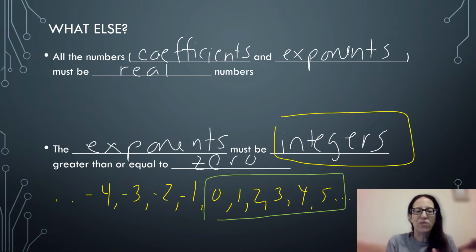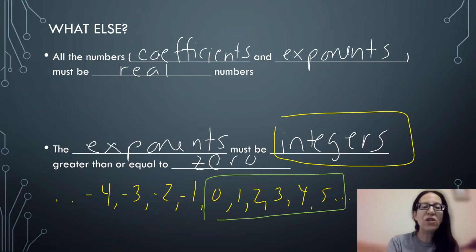One of them includes the 0 and one of them doesn't, and I can never remember which one is which unless it's something that I've looked up and studied recently. So yeah, the exponents have to be integers greater than or equal to 0. And so there are no exponents that are going to be fractions. There are no exponents that are going to be negative, no decimal exponents.